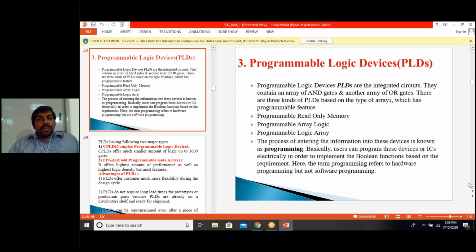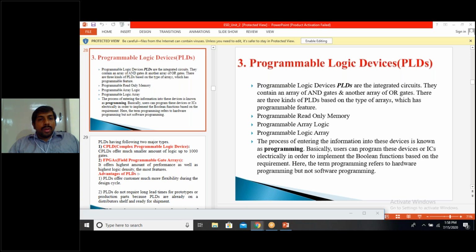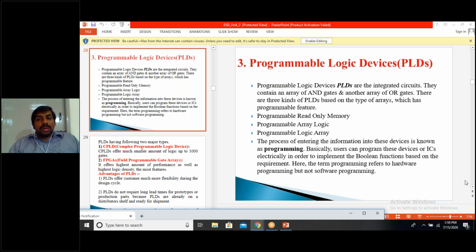So the process of entering the information into these devices is known as programming. This can be done electrically. For this you need a Boolean function for the specific logic. It is hardware programming, not software programming. So we are creating our own hardware system core by programming.